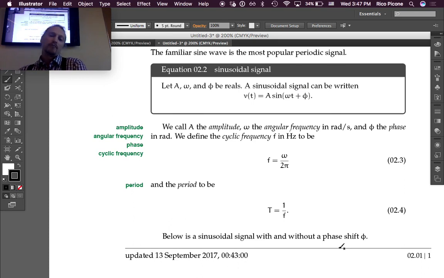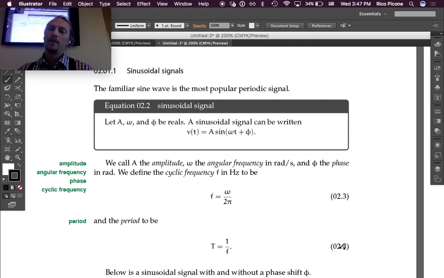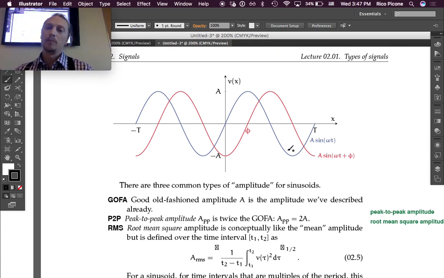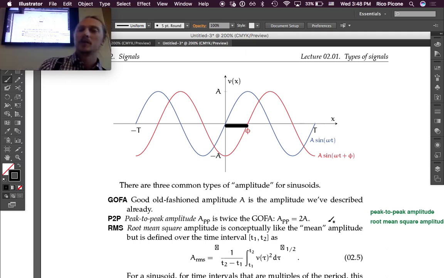That's all stuff you've seen, but it's good to have it all in one place. Below is a sinusoidal signal with and without a phase shift phi. The blue one doesn't have a phase shift, so it's just a good old-fashioned sine wave, right? And it has amplitude A and period T. Then we have another one, the red one, that has a phase shift phi. Our phase shift is that distance between the blue sine wave and the red sine wave.